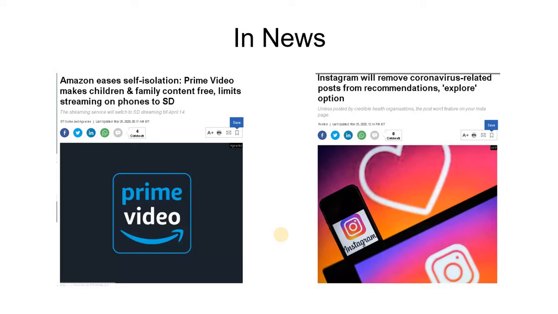Treading the same lines, Instagram says it will remove coronavirus related posts from recommendations, and those handles or IDs posting such content will be devalued once they have been verified by third party content verifiers. Moreover, they have taken another initiative, providing free advertising space for WHO to spread the message of coronavirus and to help people get the latest updates on it.